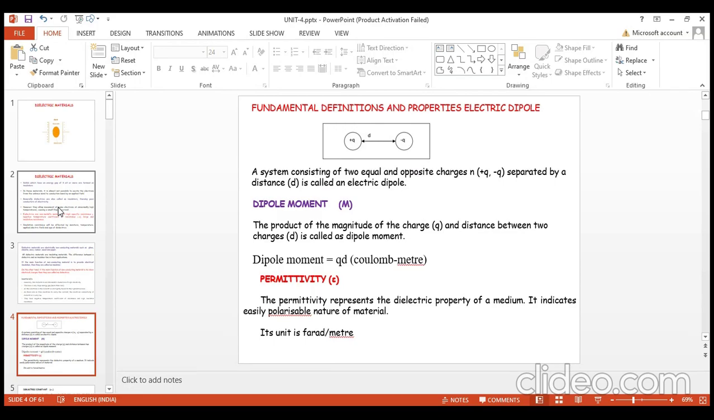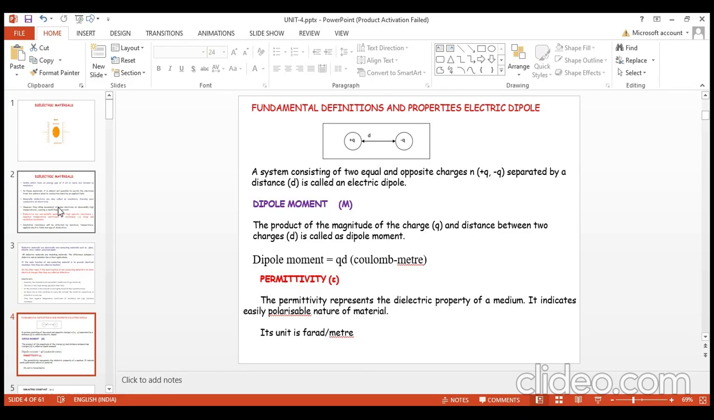Fundamentals of dielectrics and definitions and properties of electric dipoles. You see the diagram. When we keep two dissimilar charges at a particular distance, it is called a dipole. The product of the magnitude of charges and the distance between the two charges is called the dipole moment.